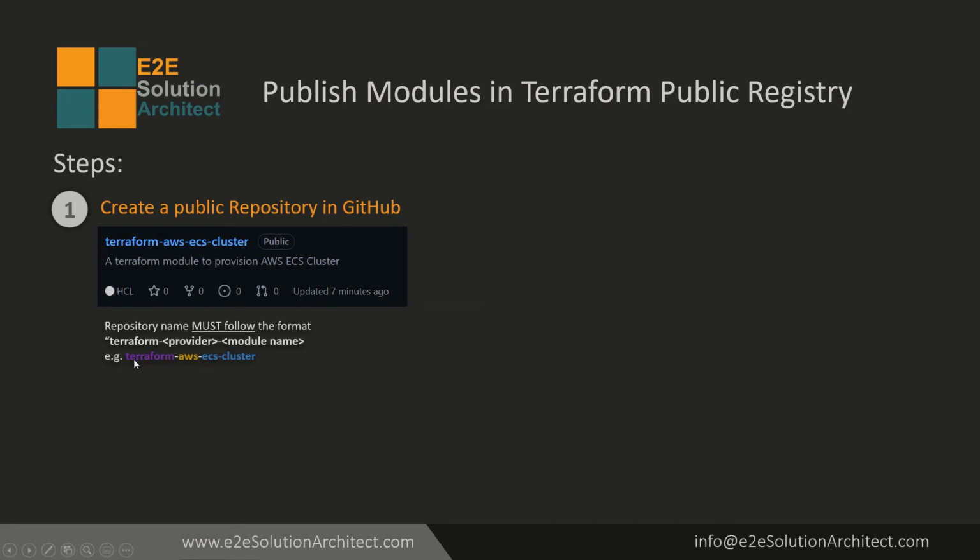So the first part is Terraform hyphen, the second part is the provider hyphen, then the rest of it is your module name. You can have multiple hyphens in your module name, that doesn't matter.